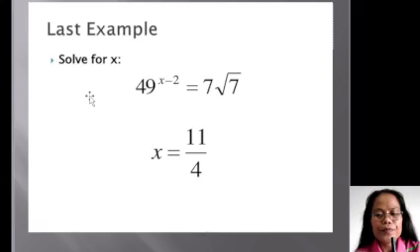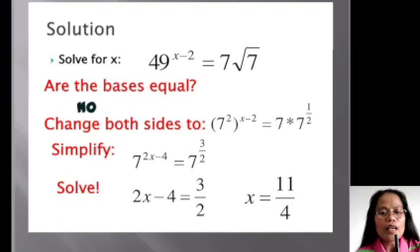We have our last example. Solve for x. 49 to the power of x minus 2 is equal to 7 times the square root of 7. The answer is x equal to 11 over 4. How do we get this? Okay. The question is, are the bases equal? 49 to the power of x minus 2 is equal to 7 times the square root of 7. The bases are not equal, so we have to change both sides to the same base.